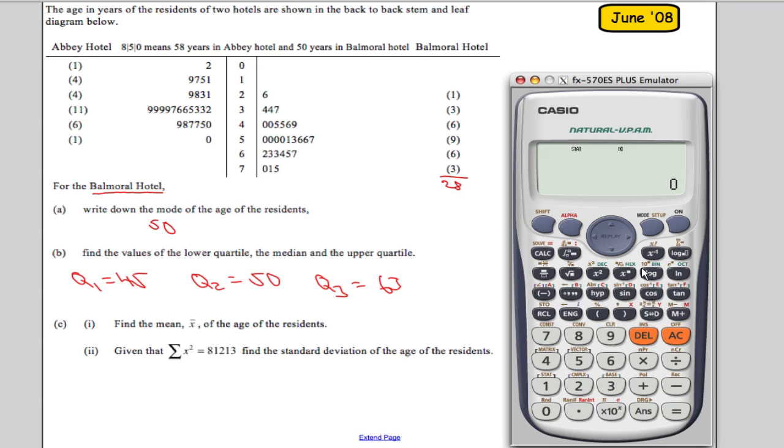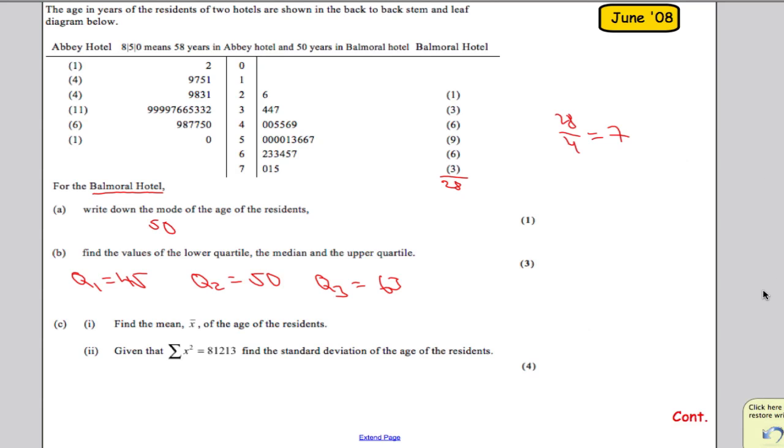Okay, hit AC, and now if I hit Shift, Stat, 4, and then 2 for our X bar. So 52.5 to 3 significant figures. X bar equals 52.5.